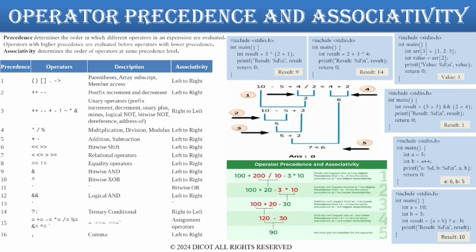Finally, we get 100 plus 20 minus 30. Once again, you have plus and minus. For plus and minus, the precedence is 6. But what is the associativity? It is left to right. So the left one will be evaluated first. We get 120. Then we will subtract 30 to get 90. So the output of this expression is 90.